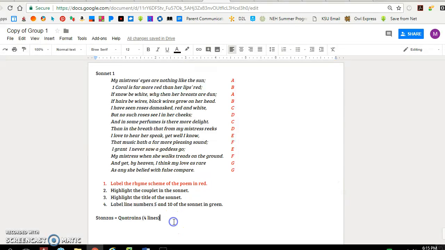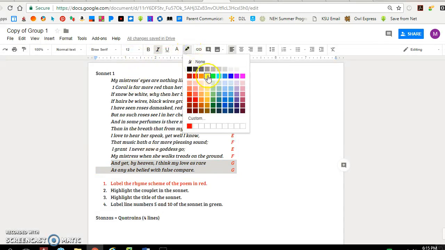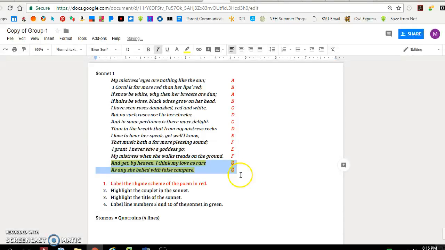Here is another piece of information you need to write on your study guide. A couplet is 2 lines, 2 rhyming lines at the end of the poem. So we're going to highlight it. And these 2 lines right here rhyme, rare and compare. So they're 2 rhyming lines.